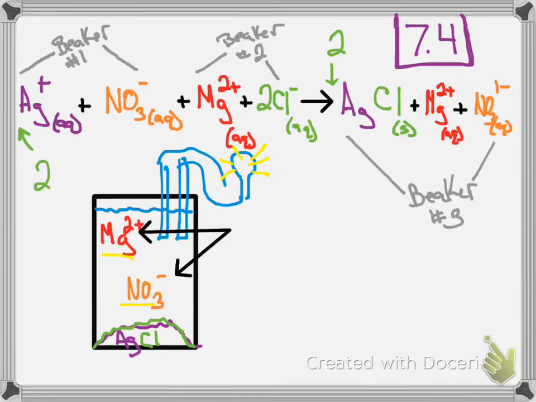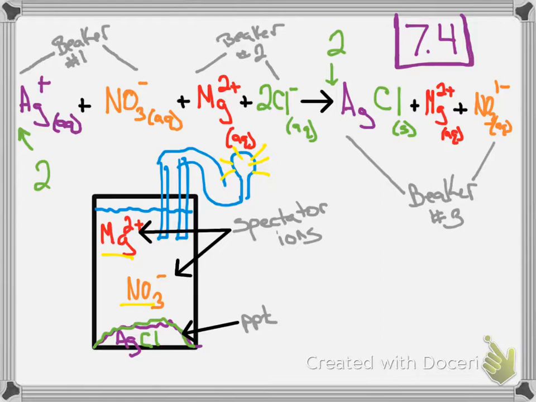Now, these two ions that would allow the light bulb to glow, the two ions that do not combine to form the precipitate, they actually have a special name. They are called spectator ions. And I love that name, because they're just watching. They're not forming anything new. They're not participating in the game. They're just watching. They are the spectator ions. The other stuff, the AgCl on the bottom, well, that's our precipitate.